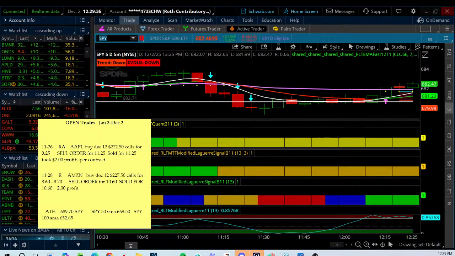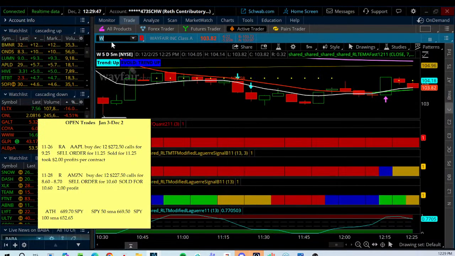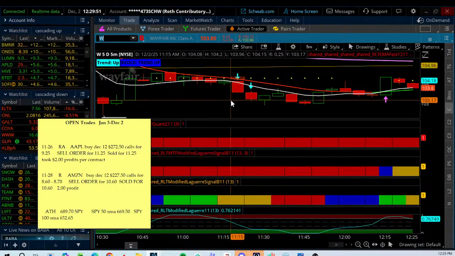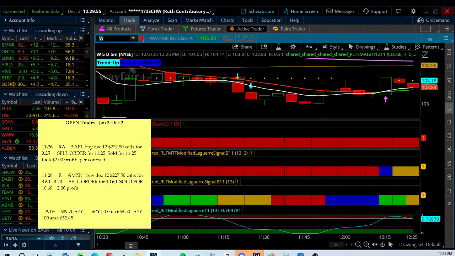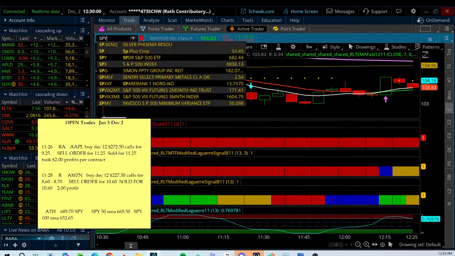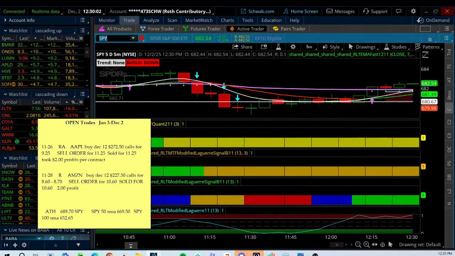Decent bounce in the SPY here. And Washington W coming back down again. Like to see it get back down again. And I still like it short. I'm not going to get out of this too quickly. SPY with a decent move to the upside.